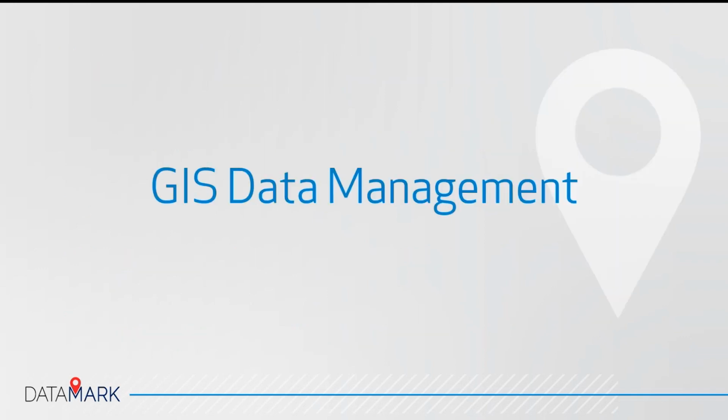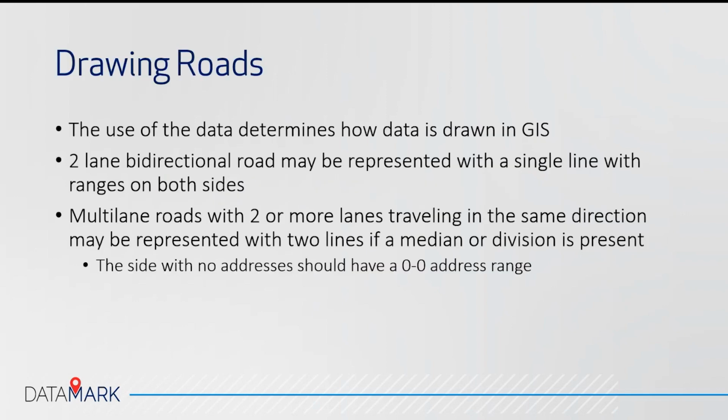Okay. GIS data management. Because this is about NG 911 as much as it is about addressing, it is important to understand that the way the data is drawn into GIS is going to have an impact on the functionality of the data. For example, addresses are supposed to be going in the same direction as the road. So the road should be increasing in the direction of increasing addresses, if that makes sense. You start the road on the end with the lowest addresses, and then you draw it going in the direction of the increasing addresses.